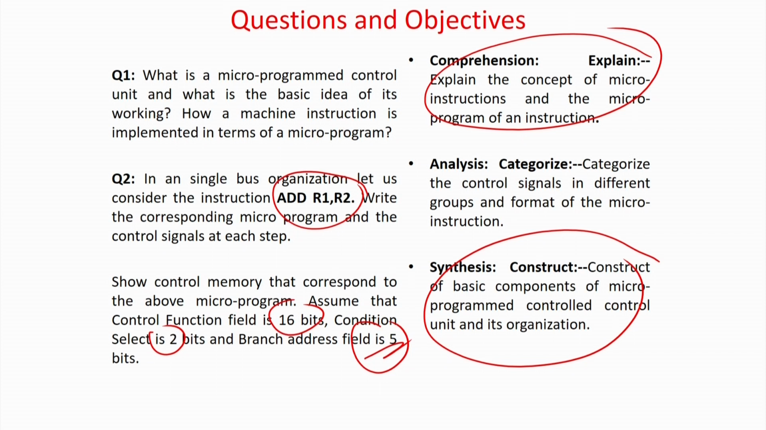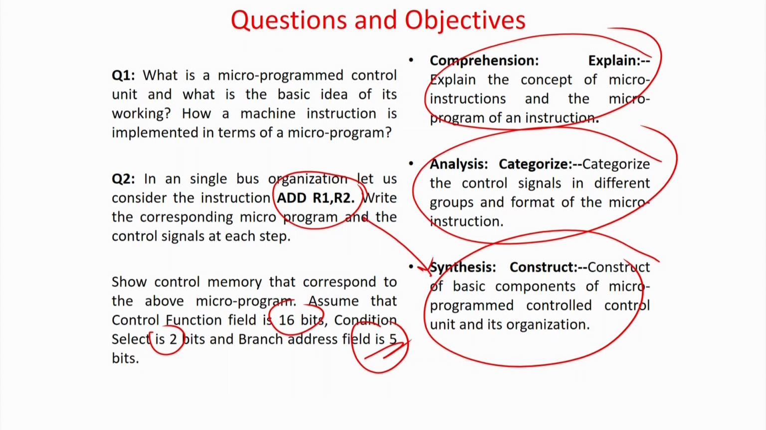This question will directly help you in meeting the objective to construct the basic components of a microprogram control unit and its organization, because here you will have the fetch stage as well as the decoding and the execution stage. In fact, you will be able to categorize the control signals in terms of groups and the format of the micro instruction, because in this case there will be 2 basic parts, one for the fetch and the other for the execution.